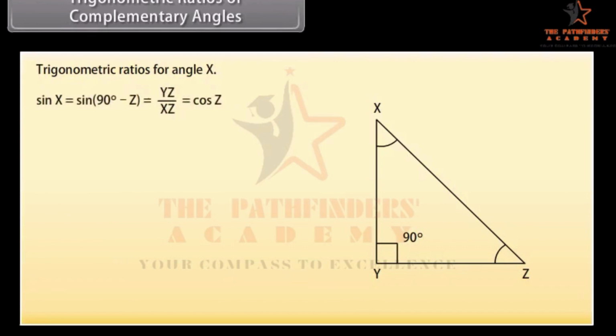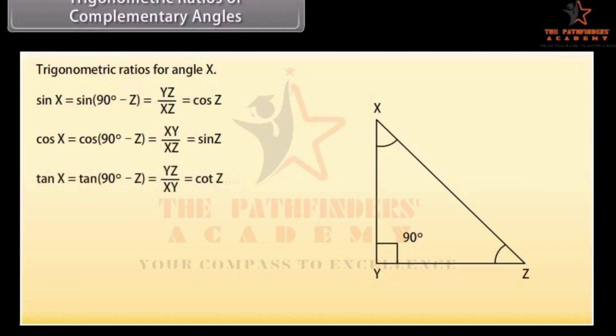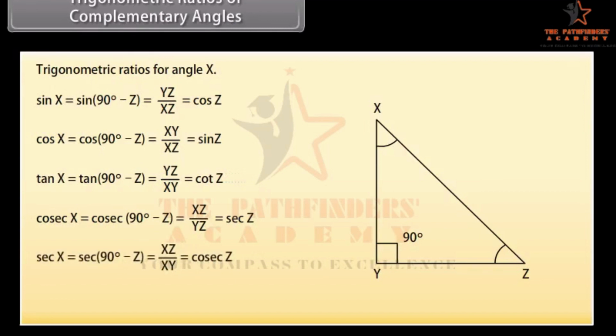Sin X is equal to sin of 90 degree minus Z equals YZ upon XZ equals cos Z. Cos X is equal to cos of 90 degree minus Z equals XY upon XZ is equal to sin Z. Tan X is equal to tan of 90 degree minus Z equals YZ upon XY equals cot Z. Cosec X is equal to cosec of 90 degree minus Z equals XZ upon YZ equals sec Z. Sec X is equal to sec of 90 degree minus Z equals XZ upon XY equals cosec Z. Cot X is equal to cot of 90 degree minus Z equals XY upon YZ equals tan Z.